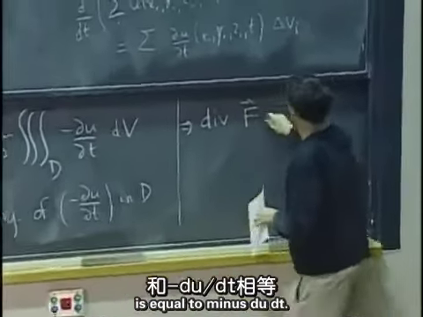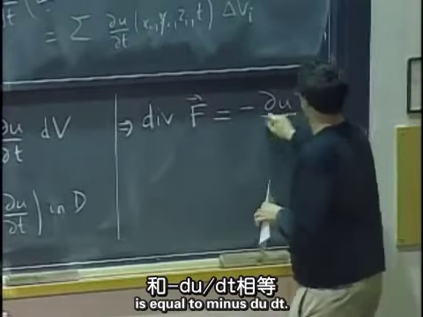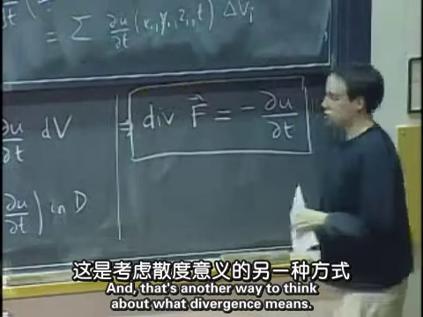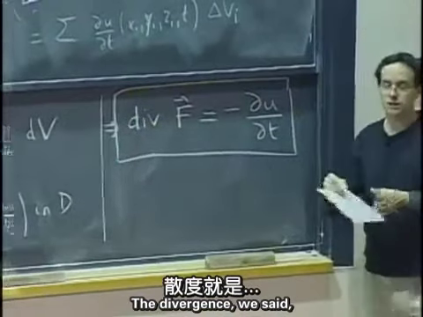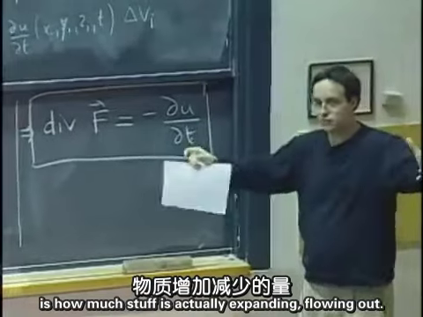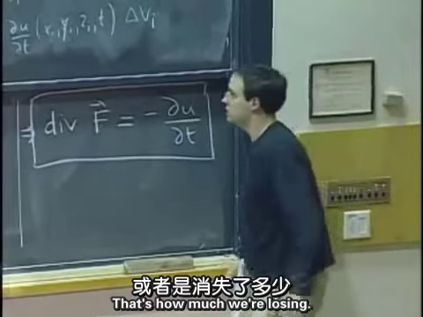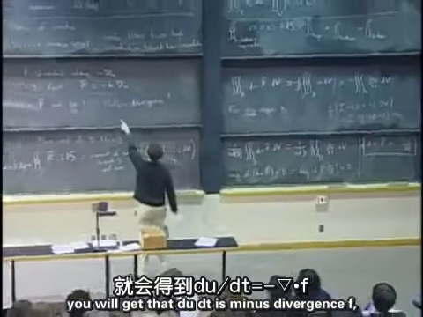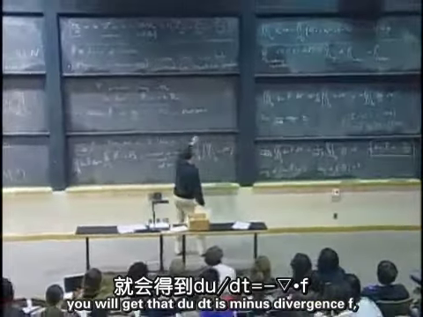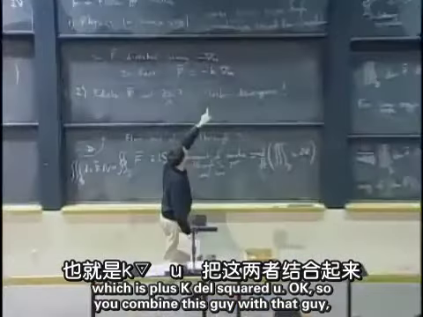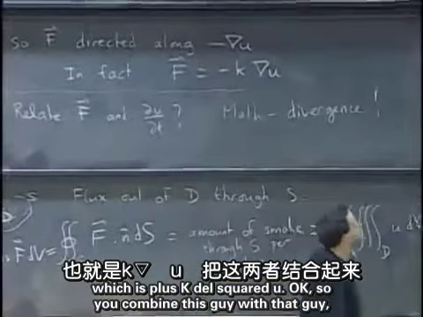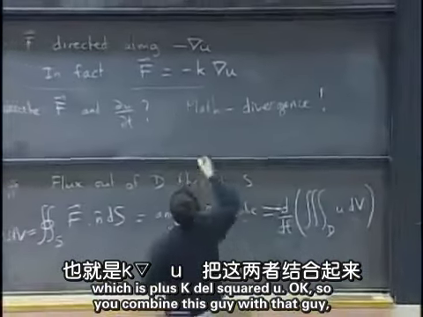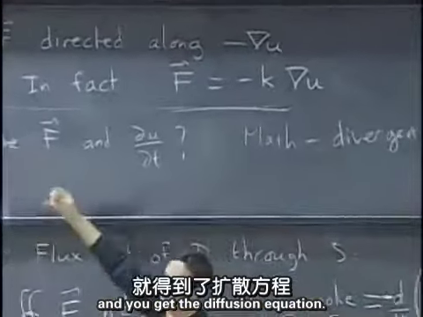So the outcome is that actually the divergence of F is equal to minus ∂u/∂t. And that's another way to think about what divergence means. The divergence, we said, is how much stuff is actually expanding, flowing out. That's how much we are losing. And so now if you combine this with that, you'll get that ∂u/∂t is minus divergence F, which is plus k del squared u. Okay, so you combine this guy with that guy, and you get the diffusion equation.